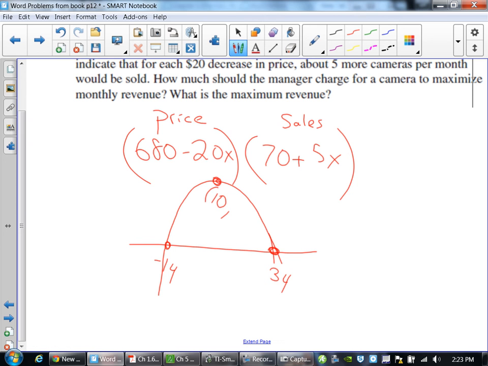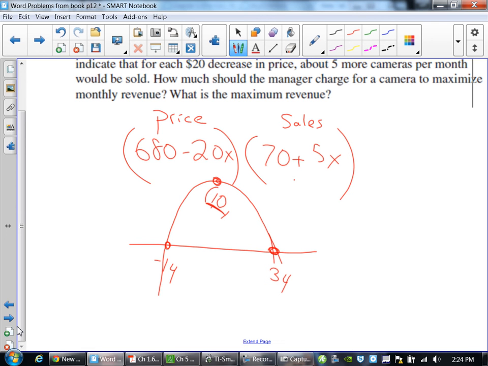No, that's 14. Oh, never mind. Ignore me. So 10 is my value. For the maximum revenue, multiply them through, and you'll generate your revenues out. So, okay. That's really all it is.